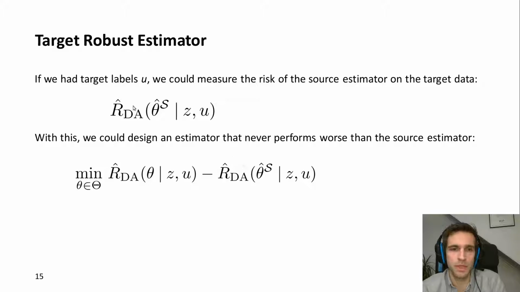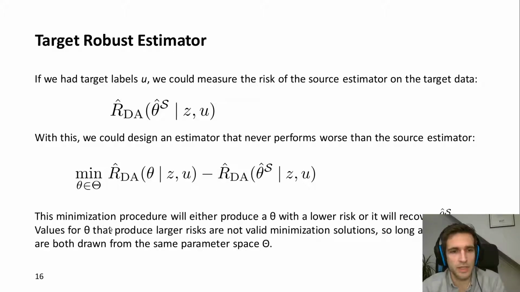So basically, we still have this empirical risk, the empirical target risk of the source estimates, but we use that to subtract from this empirical risk of a free set of parameters theta. And then we form this minimization procedure. So what is actually happening here? This minimization procedure is going to try and find a set of values for theta here, which is either going to produce a smaller risk, so a negative number in this subtraction, or it's going to recover theta hat s, in which case the subtraction would be 0. Yeah, these risks will be equal.